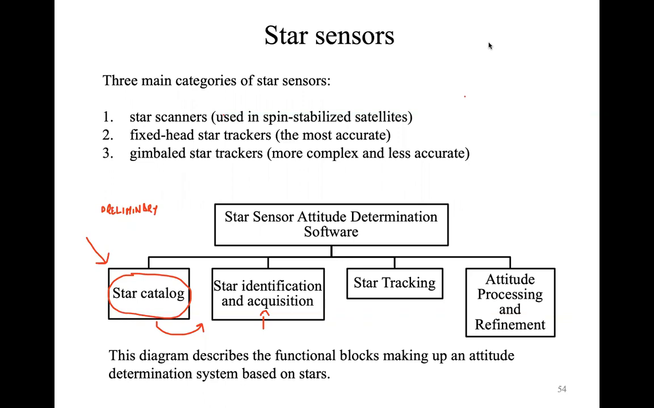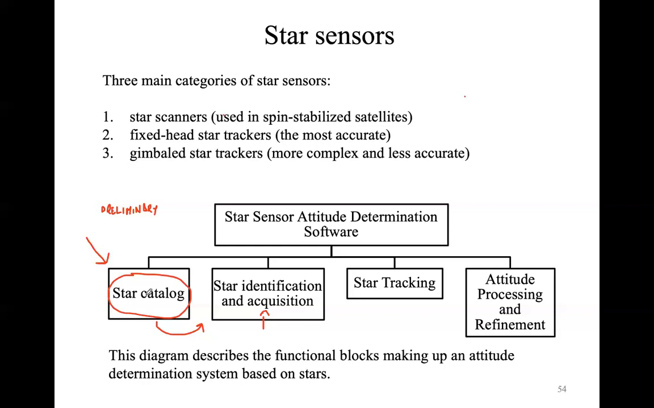what is the process that is used in the star sensor attitude determination software. Previously, I already cited one of the first steps that represents one of the critical steps: the load of the star catalog. As I said, when you plan a mission, you already know what part of the sky you're going to look at. So you need to load on your spacecraft system the catalog map of the portion of the sky that you're going to observe.